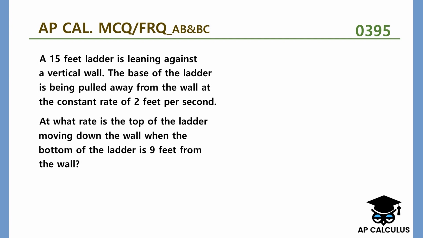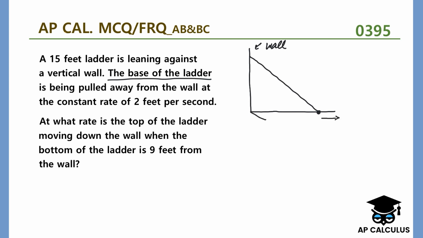Okay, let's draw a picture that explains this situation. So we have a vertical wall, and let's say this is ground, and we have a ladder here leaning against the vertical wall, right? So this is a wall. It says the base of the ladder is being pulled away from the wall at a constant rate of 2 feet per second, right? So here is the base of the ladder, and this is moving this way, right?